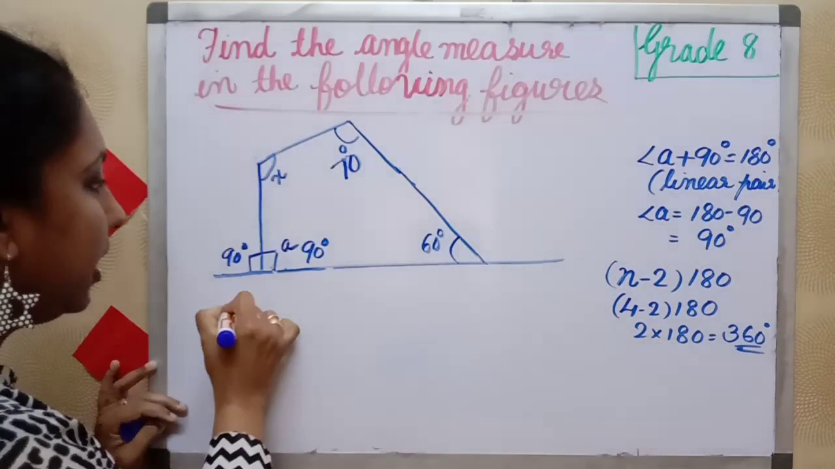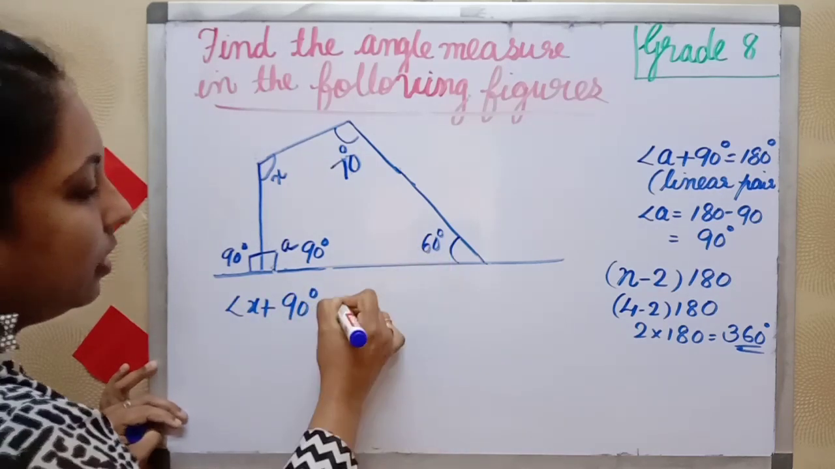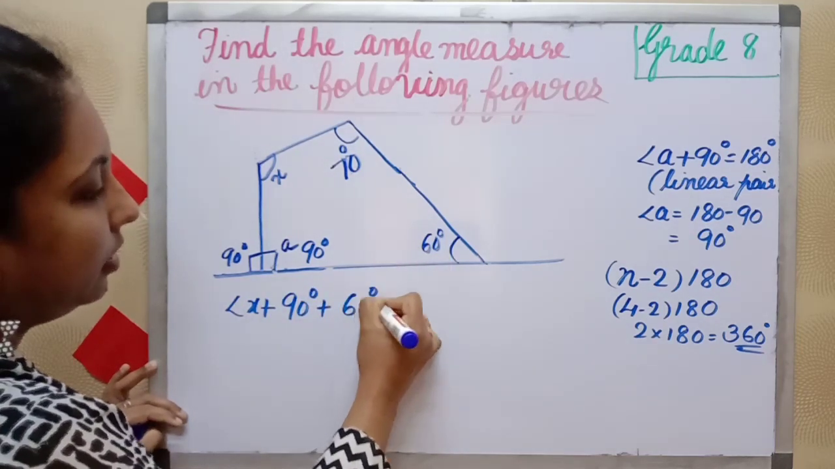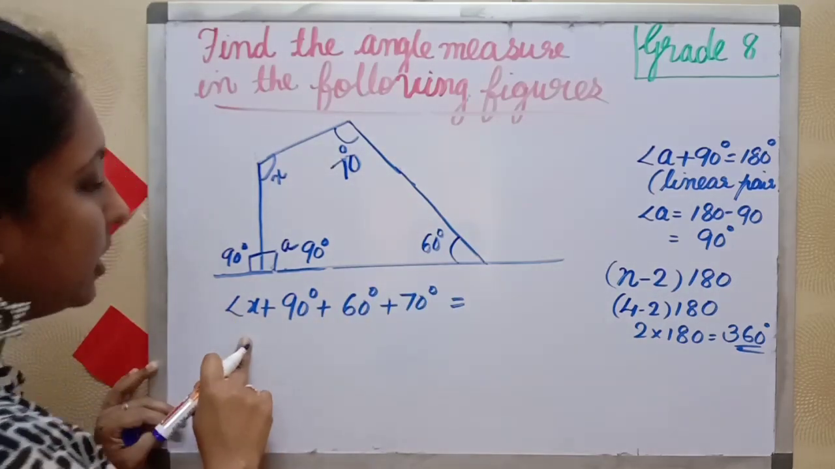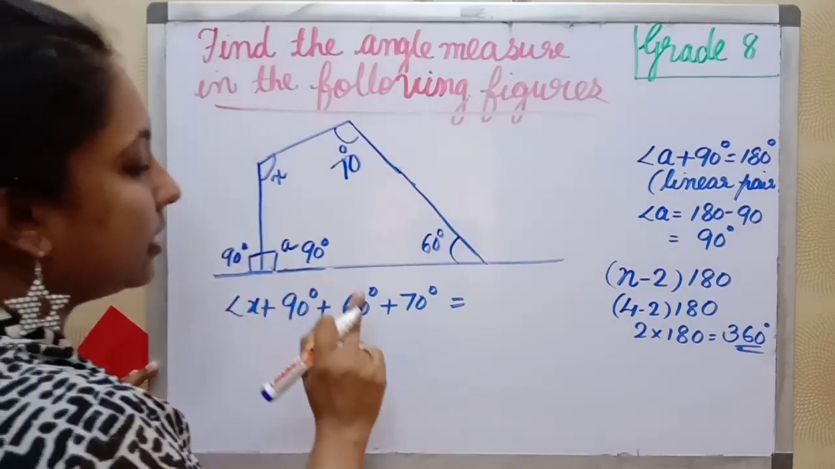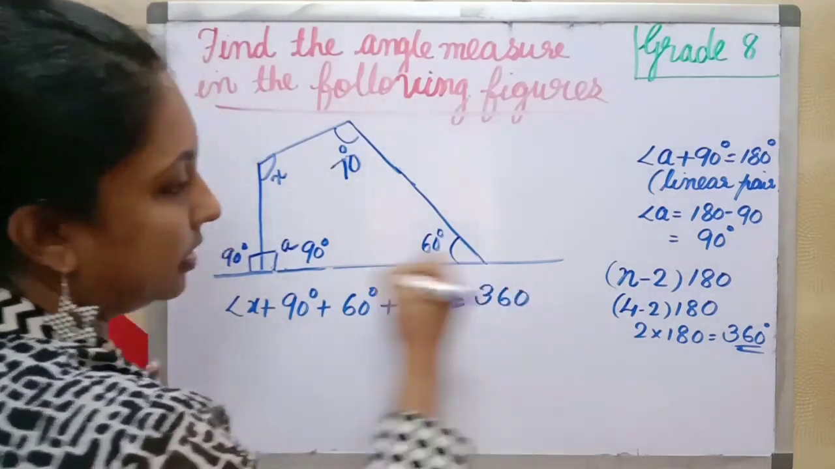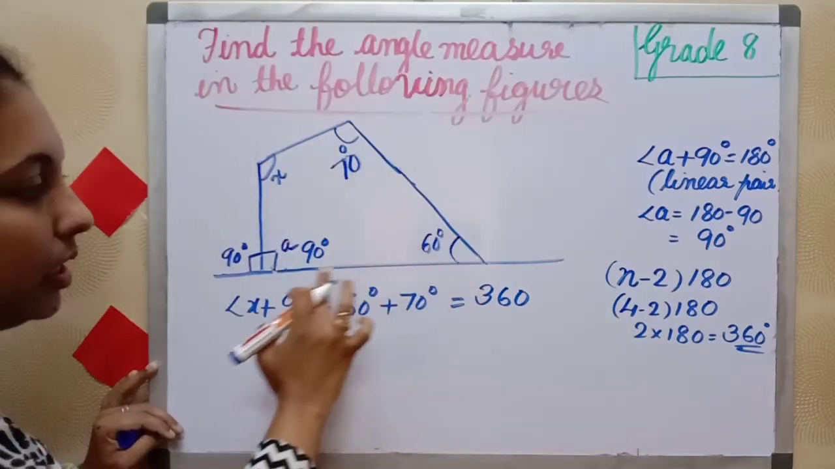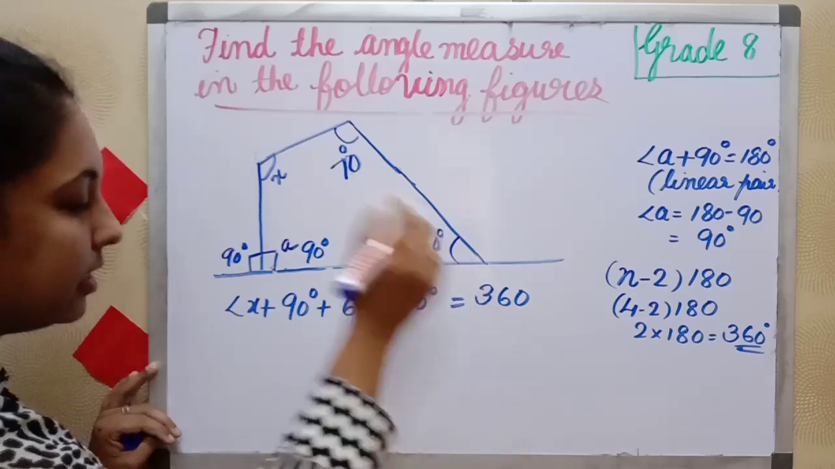Now that is angle x plus 90 degree plus 60 degree plus 70 degree is equal to 360. The sum of the interior angles of a quadrilateral is 360.